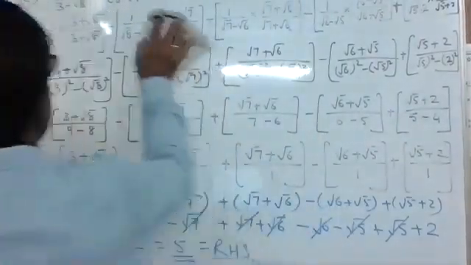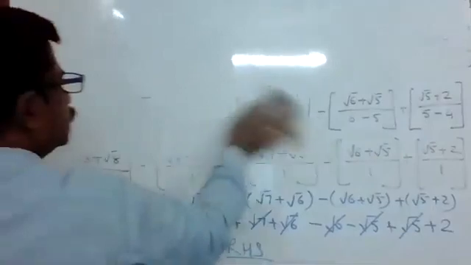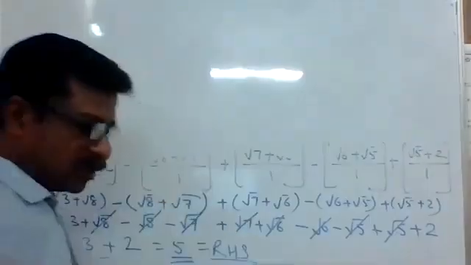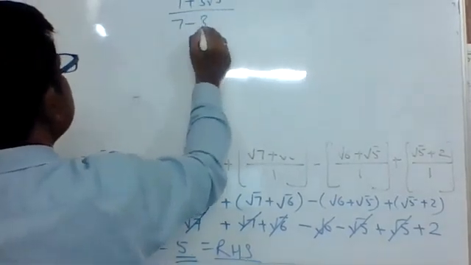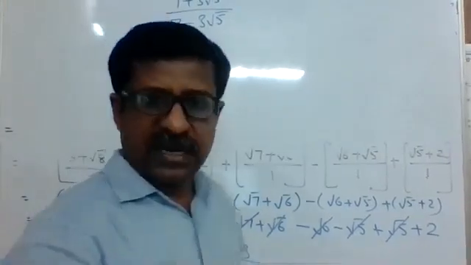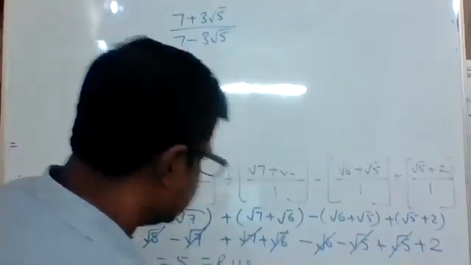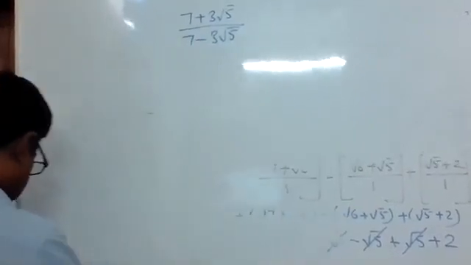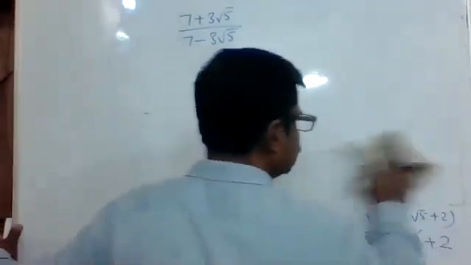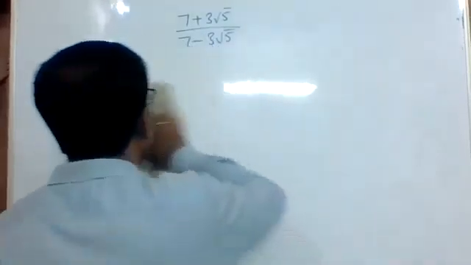Rationalize the denominator of 7 plus 3 root 5 and 7 minus 3 root 5. I'm solving with you also. 7 plus 3 root 5 upon 7 minus 3 root 5. Our aim is to rationalize the denominator of this number, 7 plus 3 root 5 and 7 minus 3 root 5. Here the denominator is 7 minus 3 root 5.